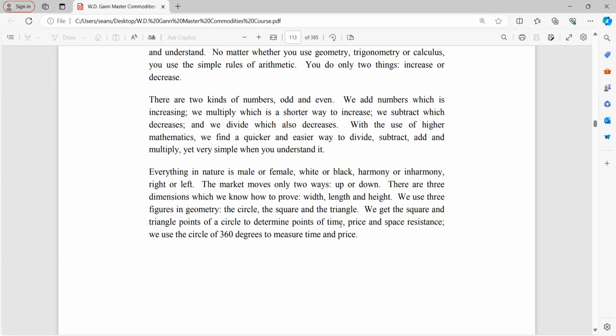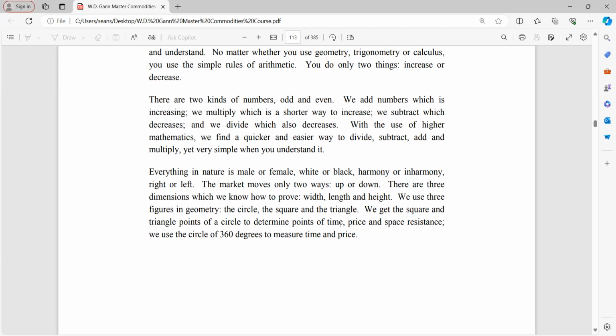We use three figures in geometry, the circle, the square, and the triangle. We get the square and triangle points of a circle to determine points of time, price, and space resistance. Why? He's saying all cycles can be viewed as rotations, revolutions of 360 degrees. The smallest cycle that Gann mentions is in Tunnel Through the Air. He even says it's the smallest cycle we can use. And that's the ascendant, basically, so the Earth's rotation on its axis.